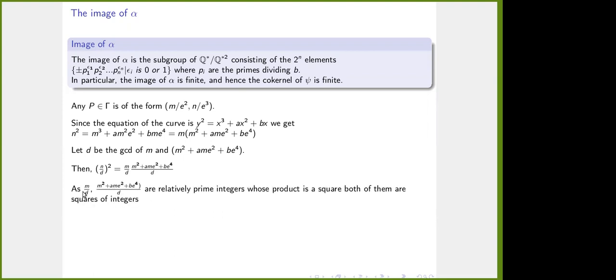And so since the product is a square, both of these are relatively prime. And modulo q square, we get that m over e square is equal to m, because e square is a square, so m over e square is going to be m modulo q square. And m is basically equal to m over d times d. It's not even congruent. It's equal to m over d times d.